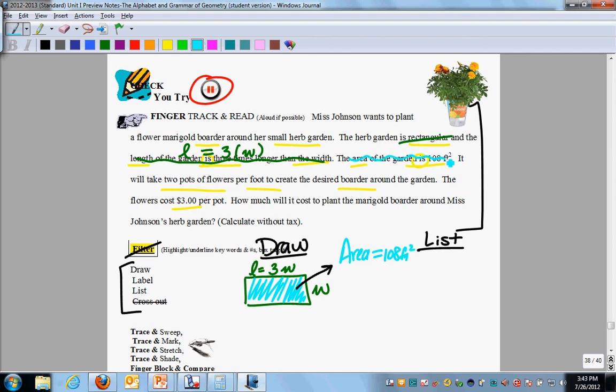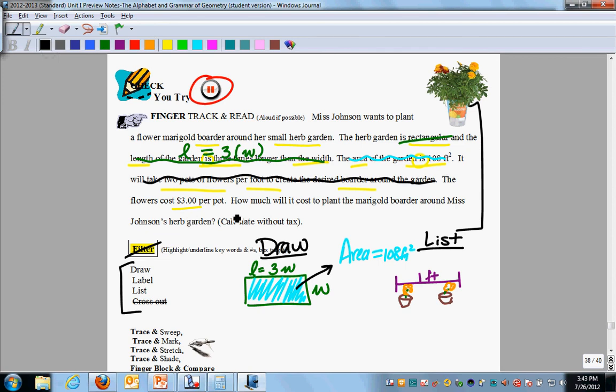Cross it out. It takes 2 pots of flowers per foot to create the desired border. That's going to go on our list, not so much in our diagram. So for every foot, so make a little diagram for a foot. For every foot, I need 2 pots of flowers. For every foot in order to create this garden. Cross it out when you've accounted for it.